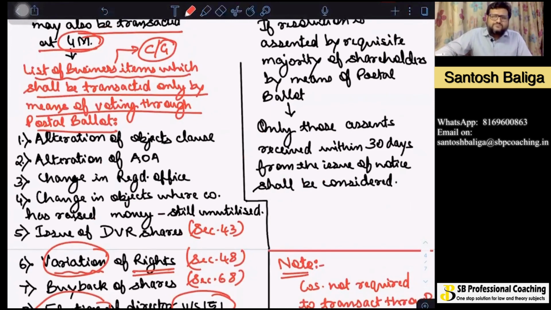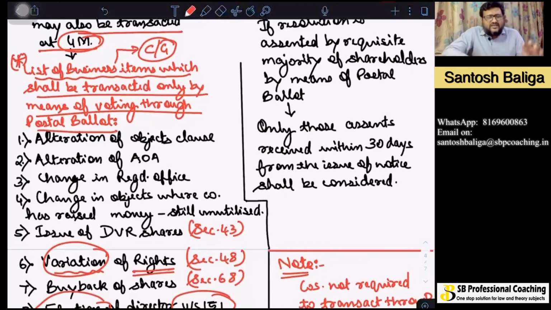Alteration of object clause, alteration of articles of association, change in registered office, alteration in objects where money is raised and it is still unutilized, issue of DVRs, variation of rights, buyback of shares. At least these first 7 points you should be able to remember because these are there in CA INTER syllabus itself. Okay, so I hope you have understood this point. This is also important from examination point of view.